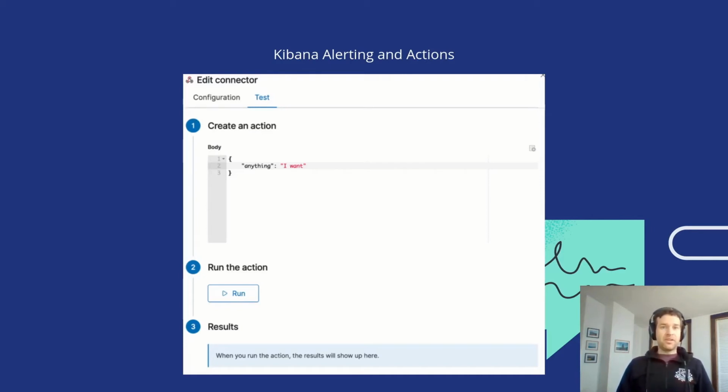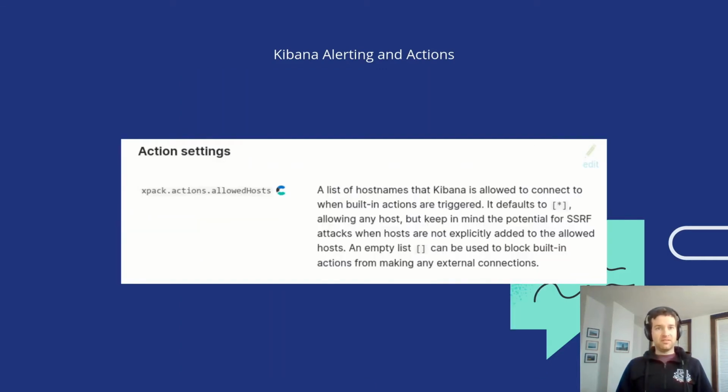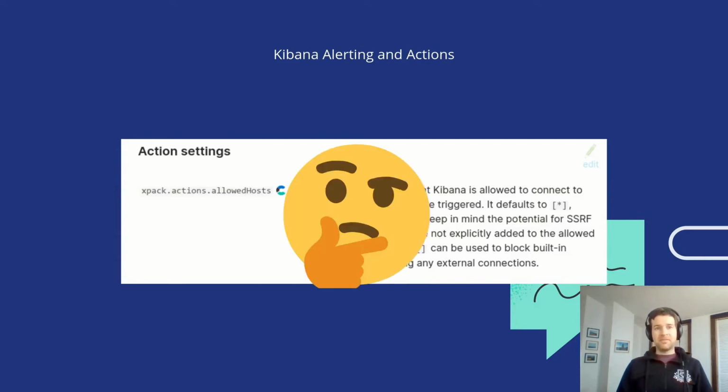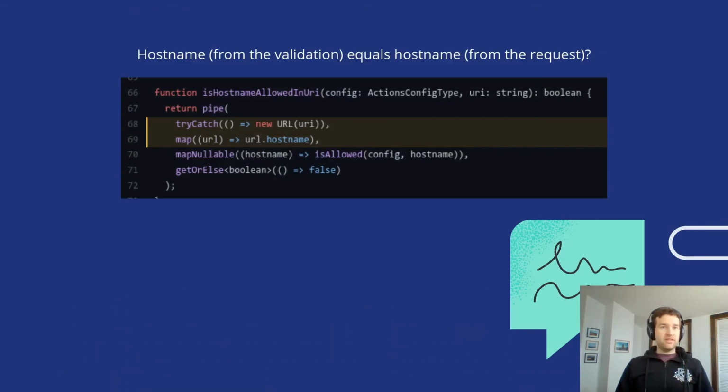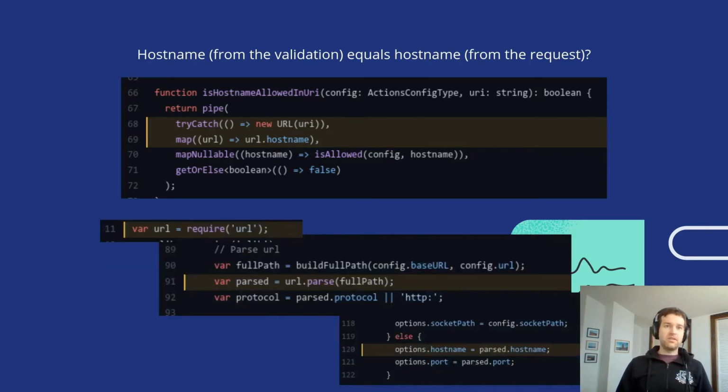Turns out that yes, we can send requests to the internal network, but there's a setting to prevent that: xpack.actions.allowedHosts. That got me thinking, can a host name appear to be valid, but cause a request to be sent somewhere else than the validated URL? For the validation, Kibana instantiates a URL object and then reads the hostname property. For the request, the URL module is imported and the parse method is called. Those are different, so could this be abused somehow?